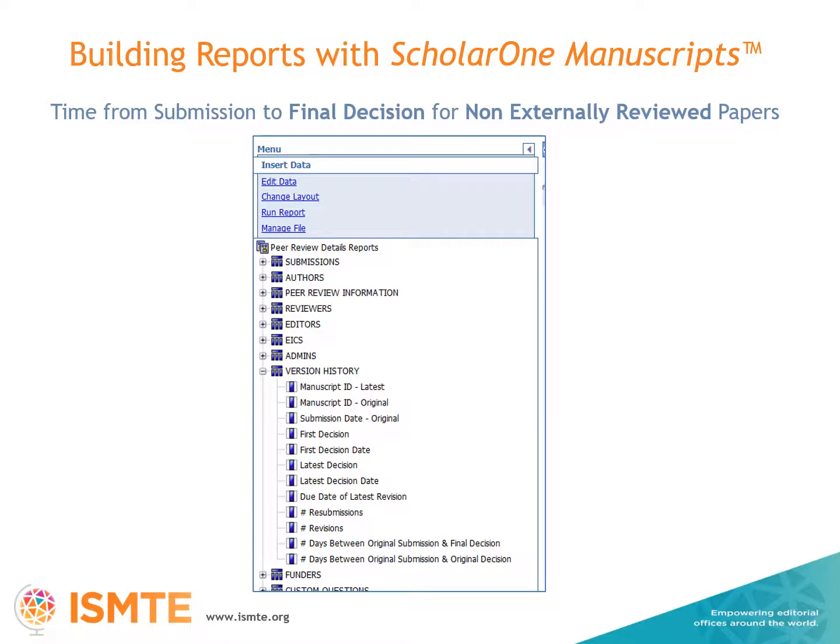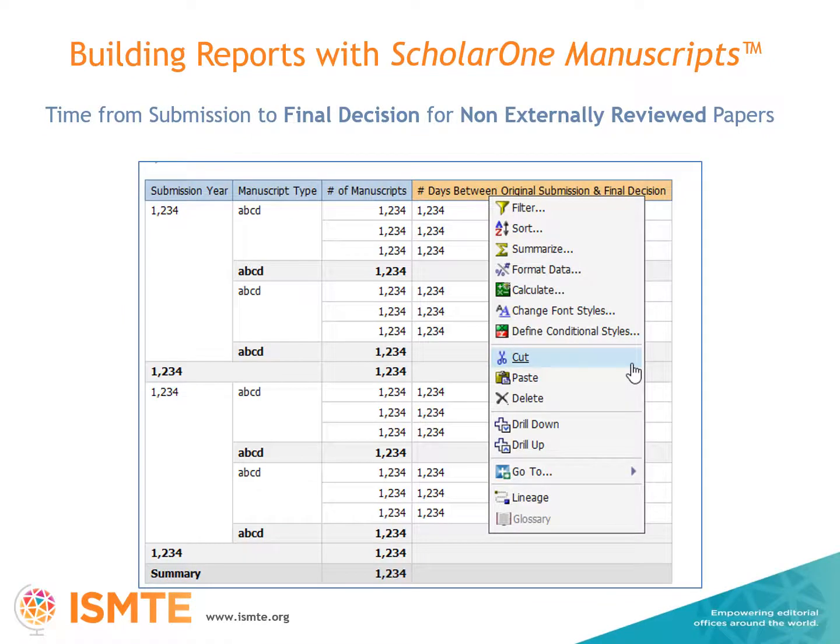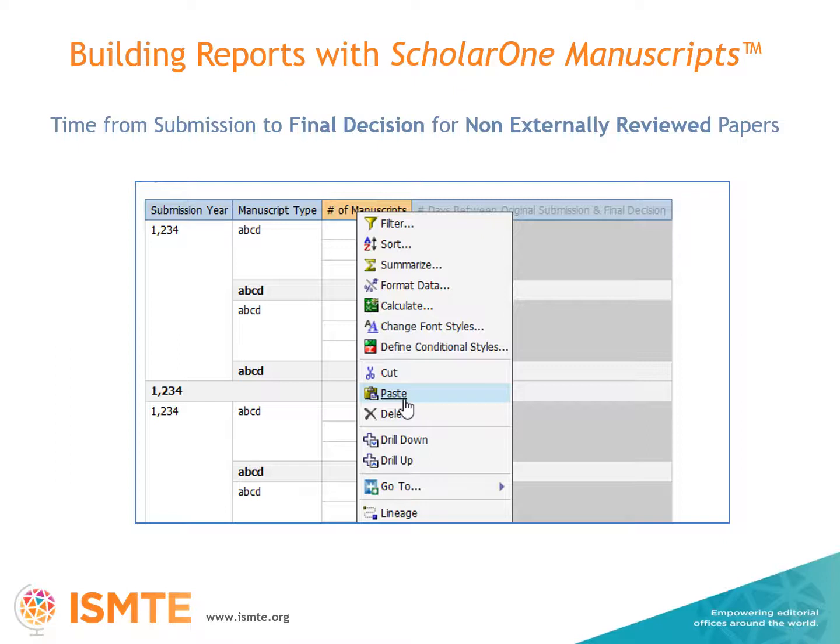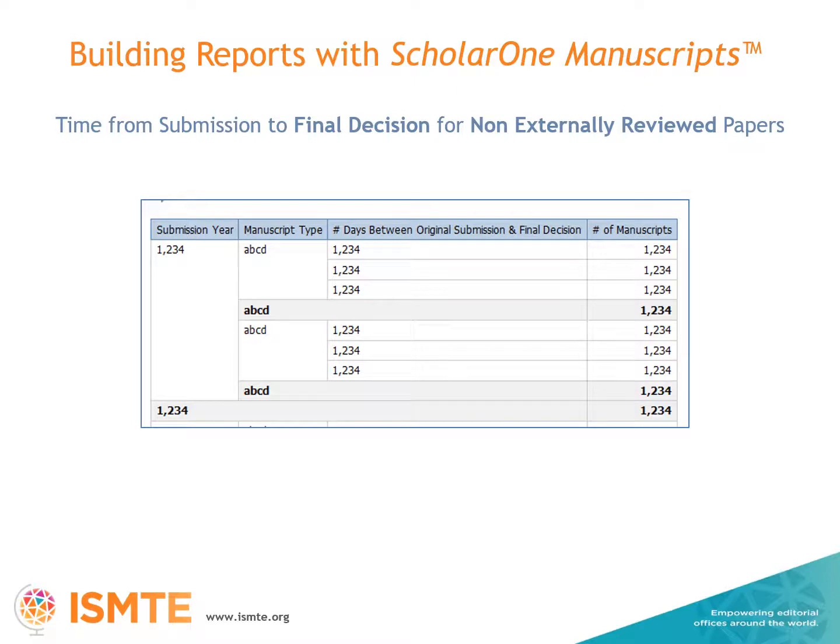In the data tree, go to Version History and double-click Number of Days Between Original Submission and Final Decision. This is going to add the column to the end of the report. You will need to right-click and choose Cut to move the column. Right-click on Number of Manuscripts and choose Paste. This will move the Number of Days column into the correct location.